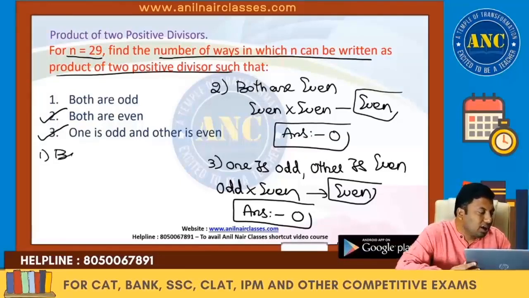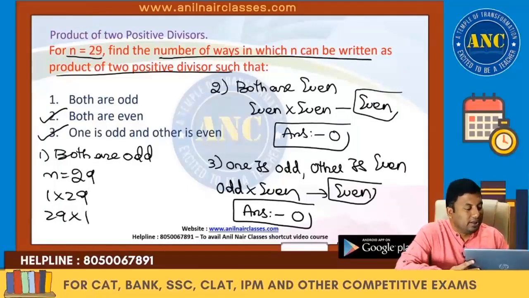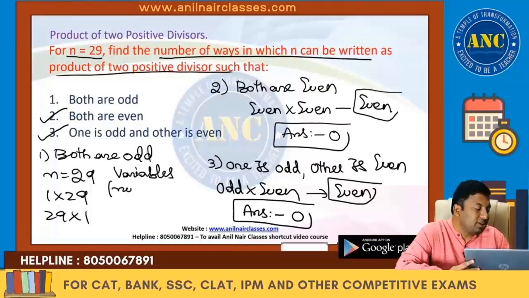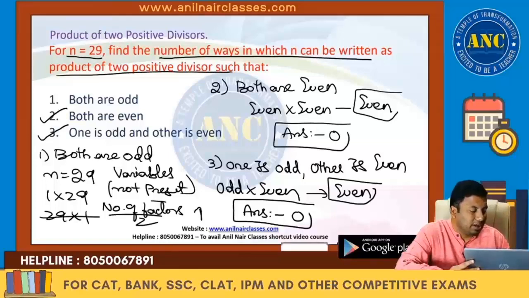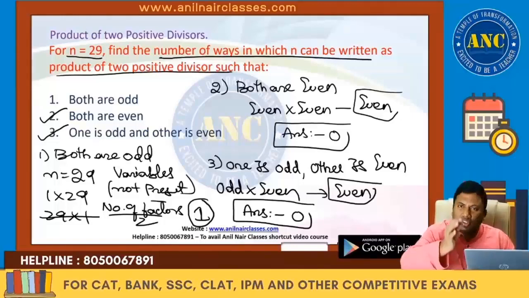First one, both are odd. If n is 29, it can be written as 1 into 29 and 29 into 1. But variables are not present in the question. If variables are not present in the question, this is nothing but an unordered pair. For an unordered pair, it is the number of factors divided by 2. Reverse cannot be taken. The answer is 1. I hope the idea is clear. The answer is 1.